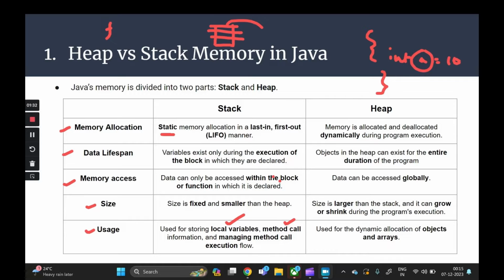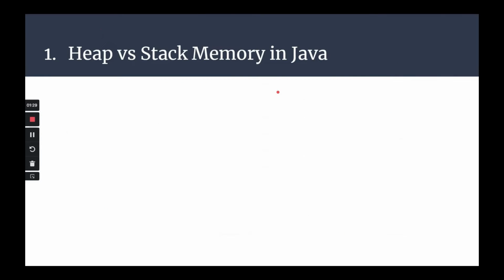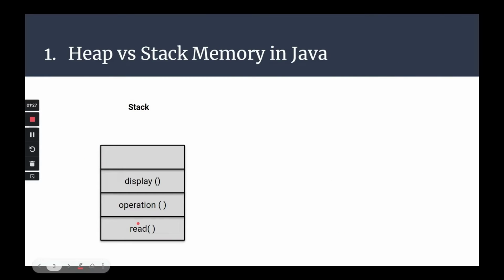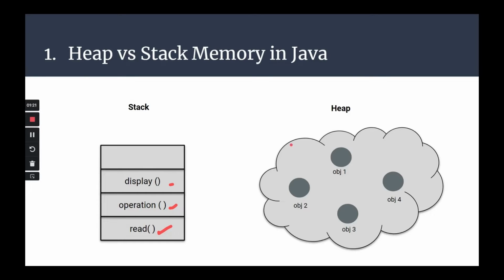So now moving on. This is just how the different method calls are adding on to the different frames of the stack. And in case of heap, you can assume it like something like this, which keeps on growing or shrinking as need be, and the objects are created onto the heap.